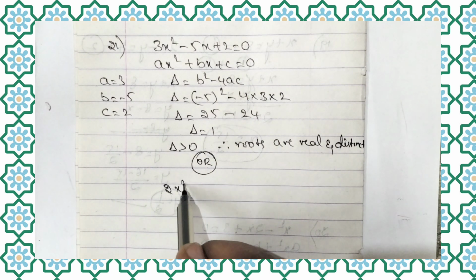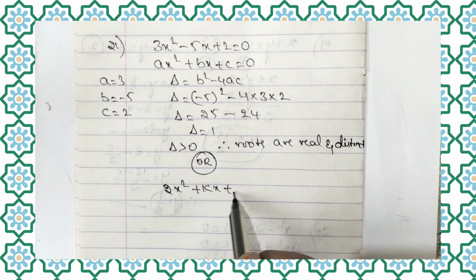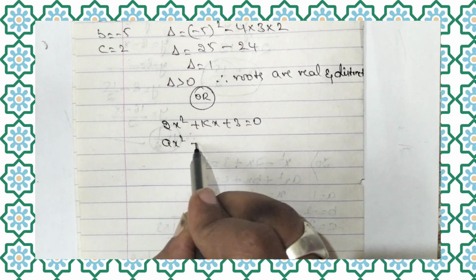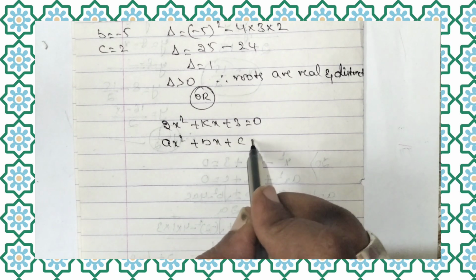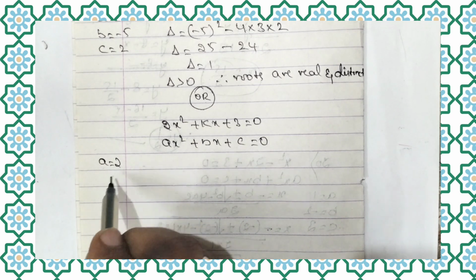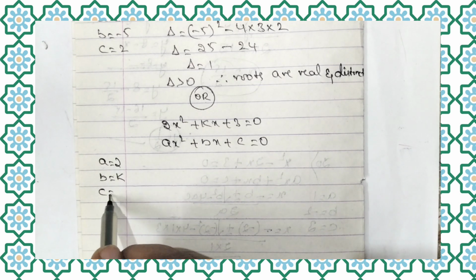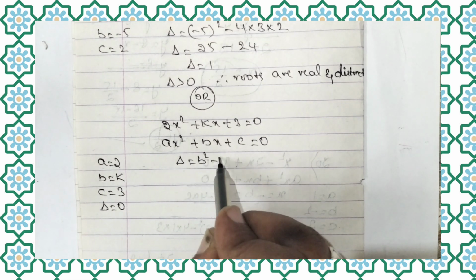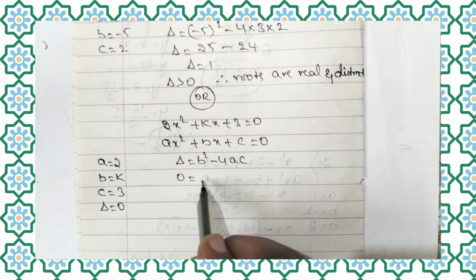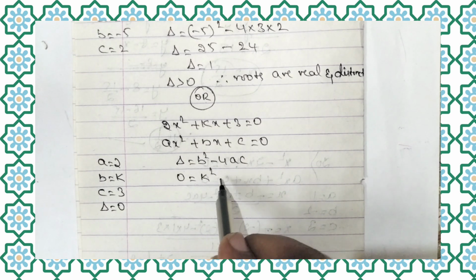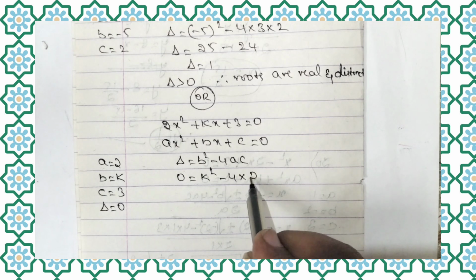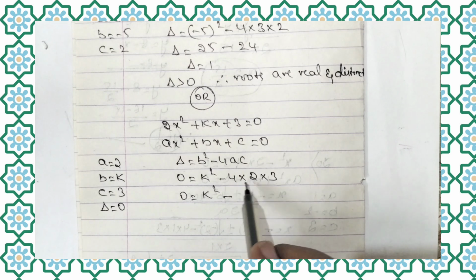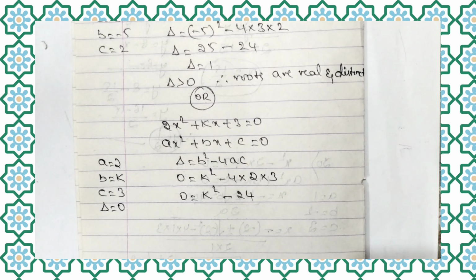What is the equation given? 2x² + kx + 3 = 0. So let us compare it to standard form ax² + bx + c = 0. a is equal to 2, b is equal to k, c is equal to 3, delta is equal to 0. So delta is equal to b² - 4ac. Delta is 0, so 0 is equal to b², that is k², minus 4 into a, 2, into c, 3.